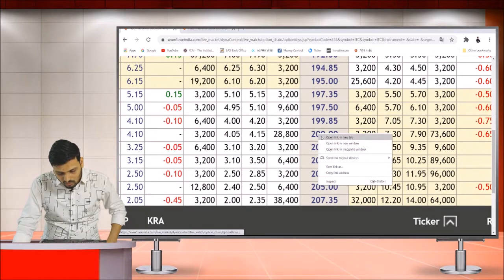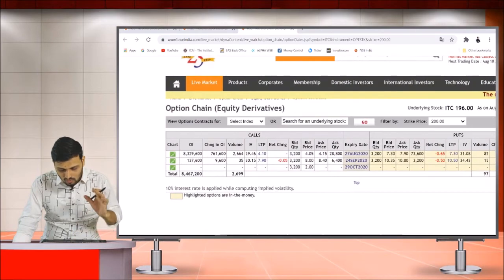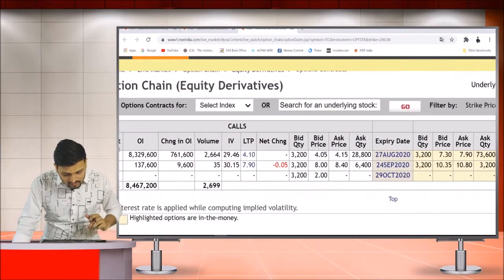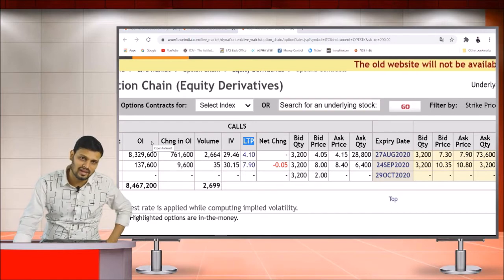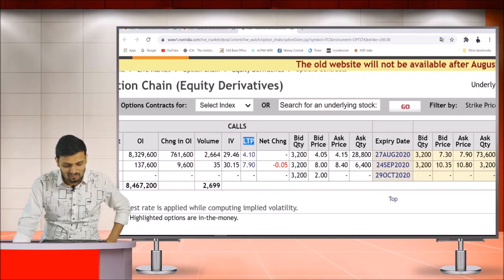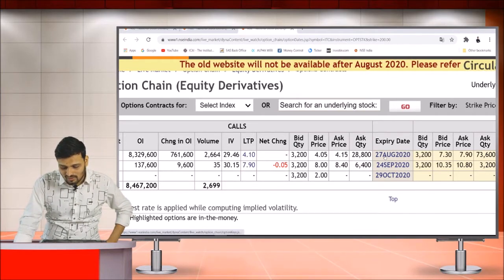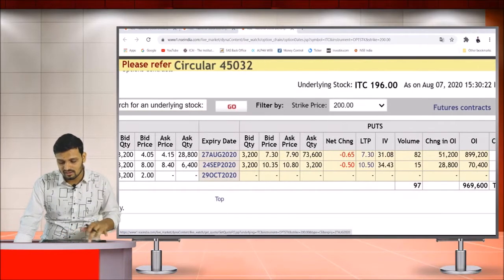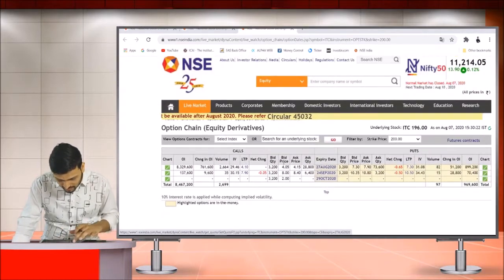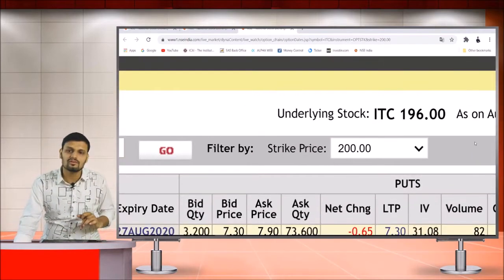I will just go to one more option, that is 200. I'll open this. Now, if you see here, this LTP is there, right? The full form of LTP is last traded price. But for our better understanding, we will just assume last traded premium. For the 27th of August expiry date, last traded premium of 4.10. For which strike price? This is the strike price of 200.